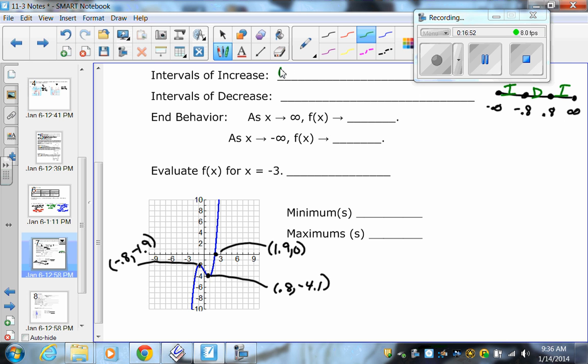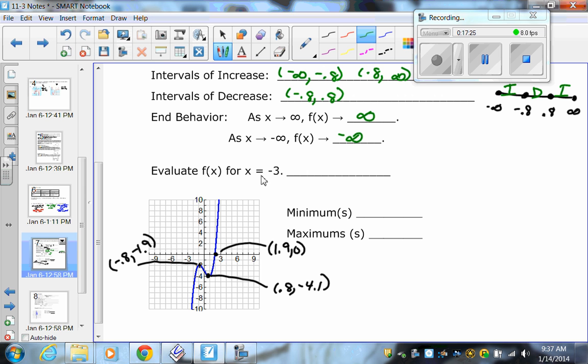Then you have your intervals for increase and decrease. We start off with saying from negative infinity to negative 0.8, it's increasing. Then between these two values, from negative 0.8 to 0.8, it's decreasing. And then it increases again, so from 0.8 to infinity, it increases. In end behavior, on the right side, it's pointing up, and on the left side, it's pointing down.